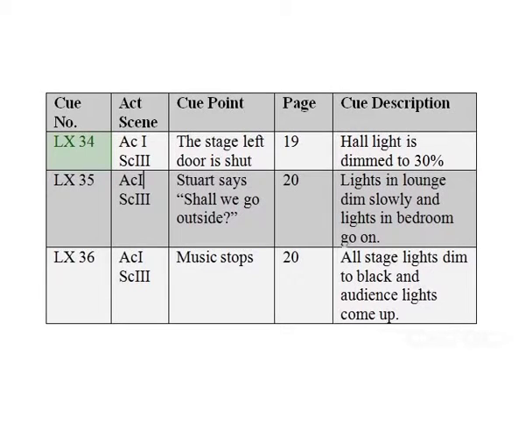Now let us see. Cue number, act scene, cue point, page, cue description. The cue number is LX34, act scene is act 1 and scene 3. And the cue point is when the stage left door is shut, and it's on page number 19 of the script. The cue description is hall light is dimmed to 30%.